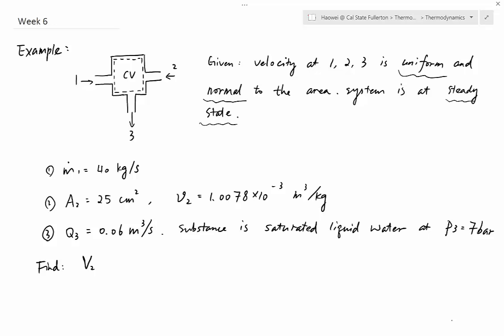The substance at number 3 is saturated liquid water. So that means it's point F. And we know P3, the pressure at number 3, is 7 bar. We're looking for V2, the velocity of the fluid at surface number 2.